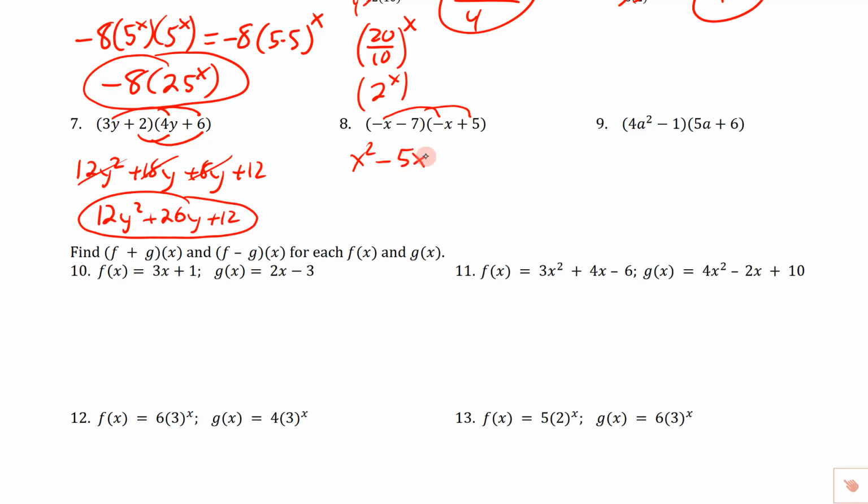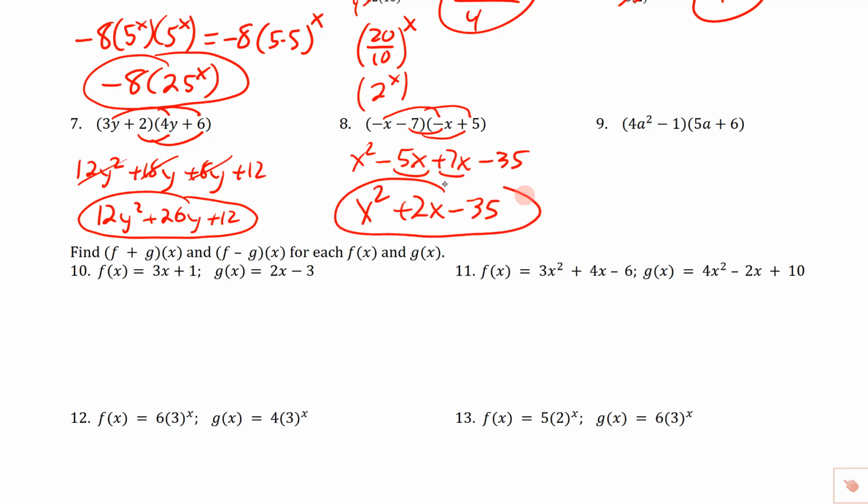X times 5 is 5x. We'll write it in that order. Negative times negative is a positive 7x, and then a negative times a positive is a negative, and that would be 35. Again, the 4 terms and the middle 2 happen to be like terms, so we're going to write down x squared. We're going to write down plus 2x when we put the 2 of those like terms together, and then we've got the minus 35 there. Circle that.